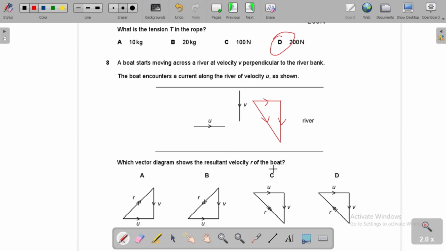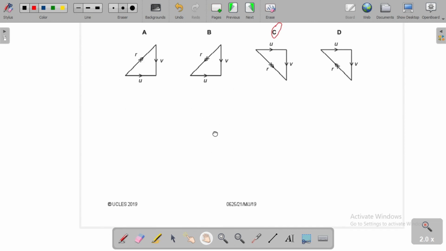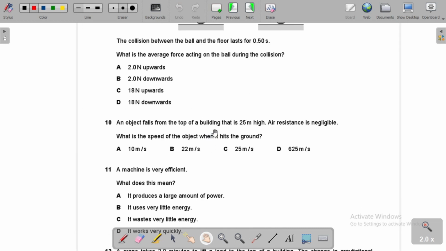Okay, we have C. The answer is C. Okay, next question.